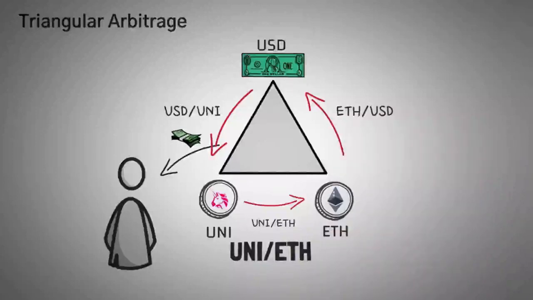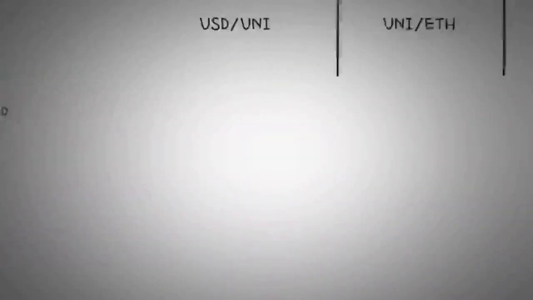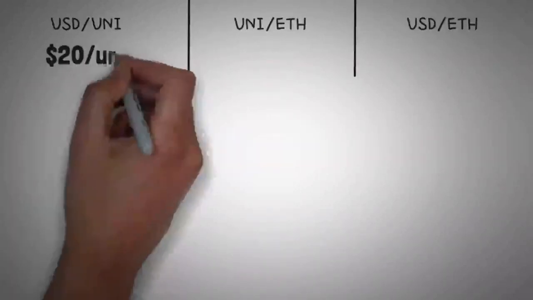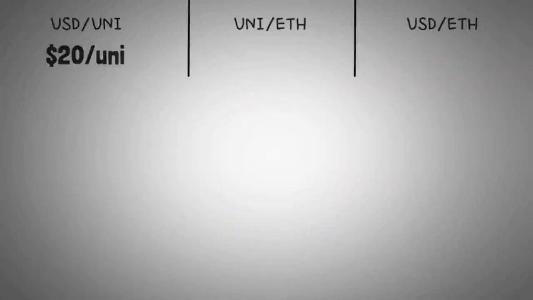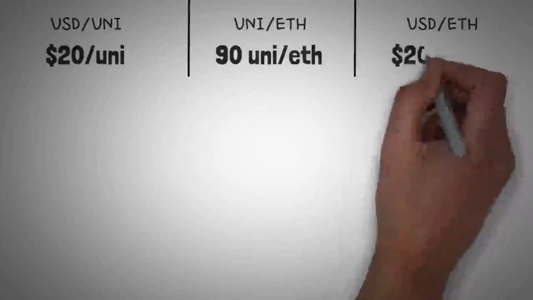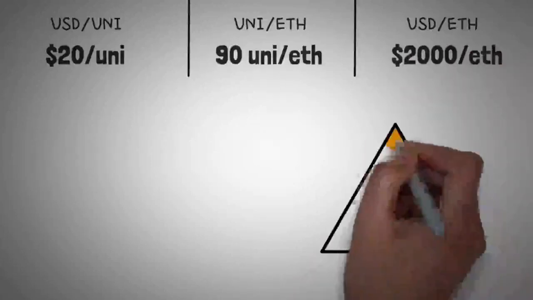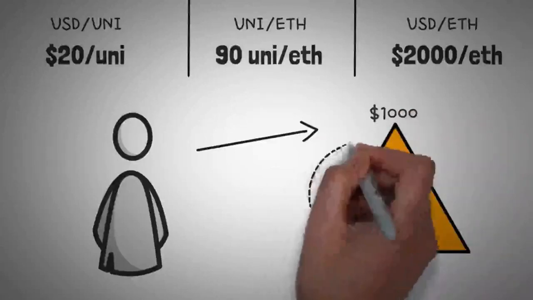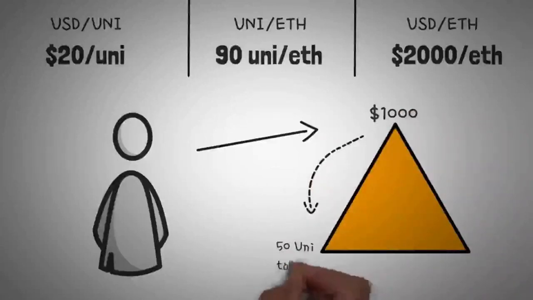So let's go through an example for people like me who like numbers. First of all, we have to know the prices. In this example, USD/Uni is going to cost $20 per Uni. Uni/ETH is going to cost 90 Uni per ETH. And lastly, USD/ETH is going to be $2,000 per Ethereum. Next, let's say that you go in with $1,000. This allows you to buy 50 Uniswap tokens.